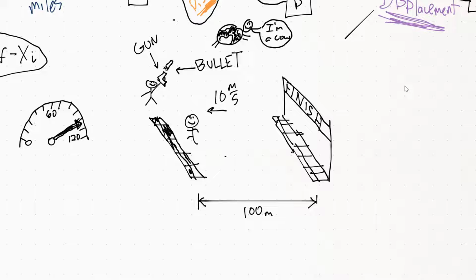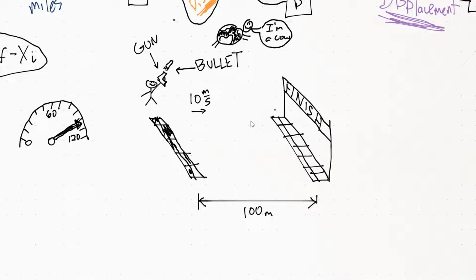Let us call the starting line x initial, 0, and the finishing line x final, 100. When the kid runs toward the finish line, he is increasing his x value or position. This means he has a positive velocity of 10 meters per second to the right and a speed of 10 meters per second. When the kid runs back toward the starting line, he is decreasing his x value or position. So his velocity is negative 10 meters per second, but his speed is still 10 meters per second.